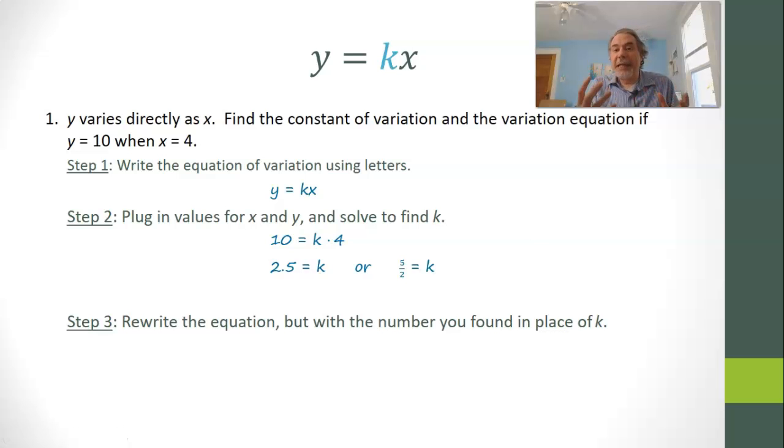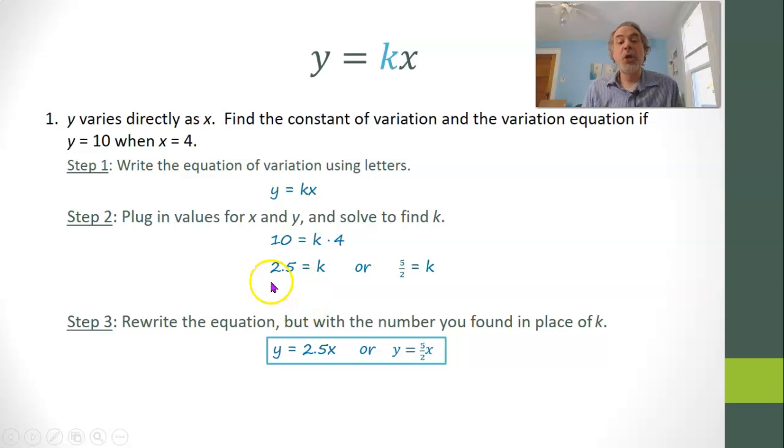So now that we know what k is, we're ready for step 3. Rewrite the equation, but with that specific number in place of the letter k. So instead of writing y equals kx, now we can write y equals 2.5x, or y equals 5/2 x.